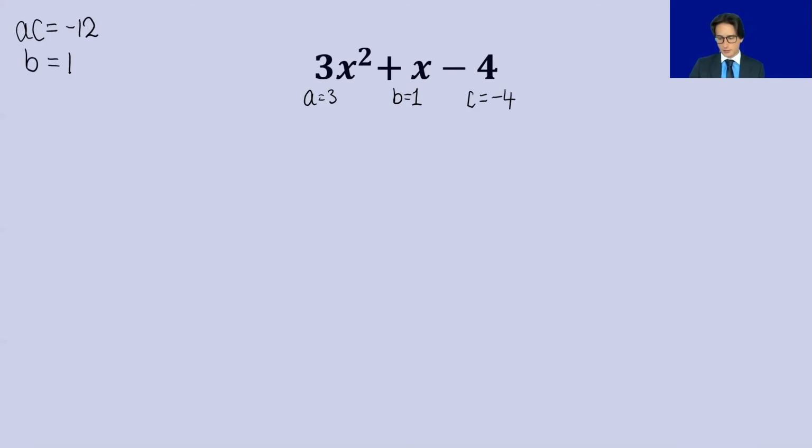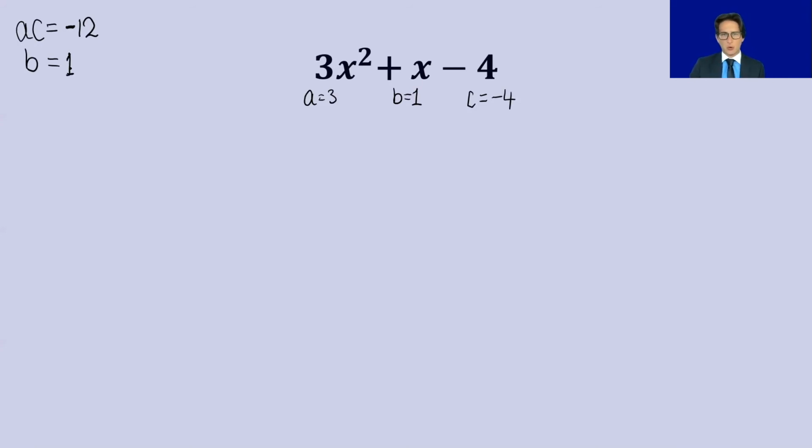And this is where it gets trickier when there's negatives. Two numbers that times to make minus 12 but add to make 1. If the product is negative, that means there needs to be one positive number and one minus number, because two negative numbers times to make a positive. So I need one negative and one positive. And I need them to add to make positive 1.